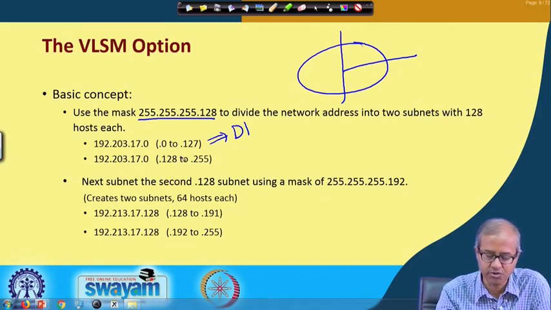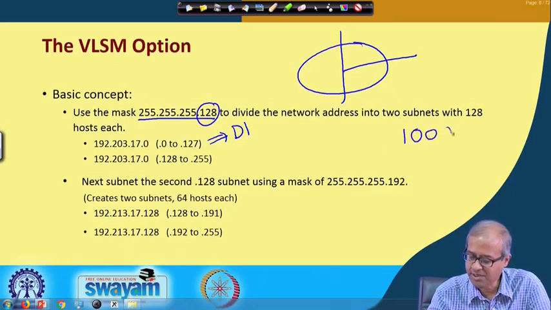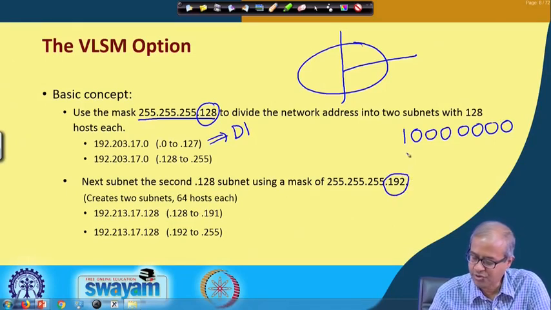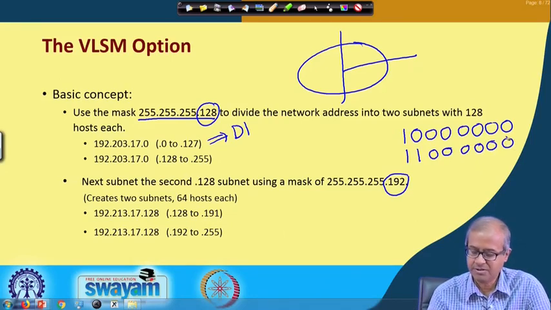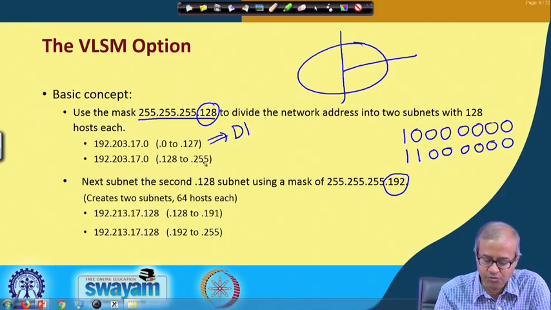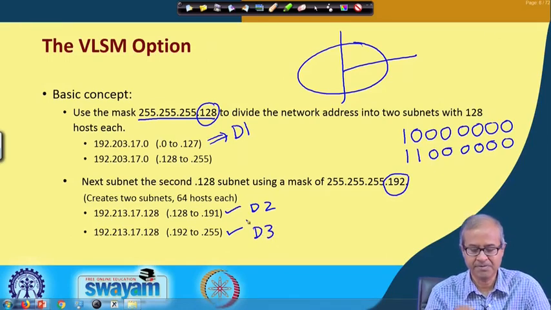You see this 128 means 1 followed by 7 zeros, and 192 means 2 1s followed by 6 zeros. So, I again divide the second part into half by using a mask .192. This 128 to 255 range will now be divided into 128 to 191 and 192 to 255. This I assign to D2, this I assign to D3. This is how I do it using VLSM.